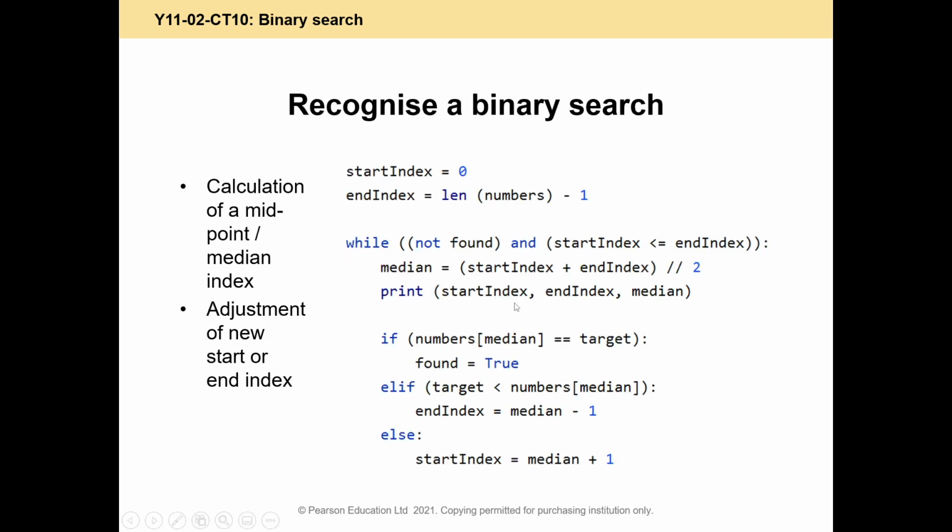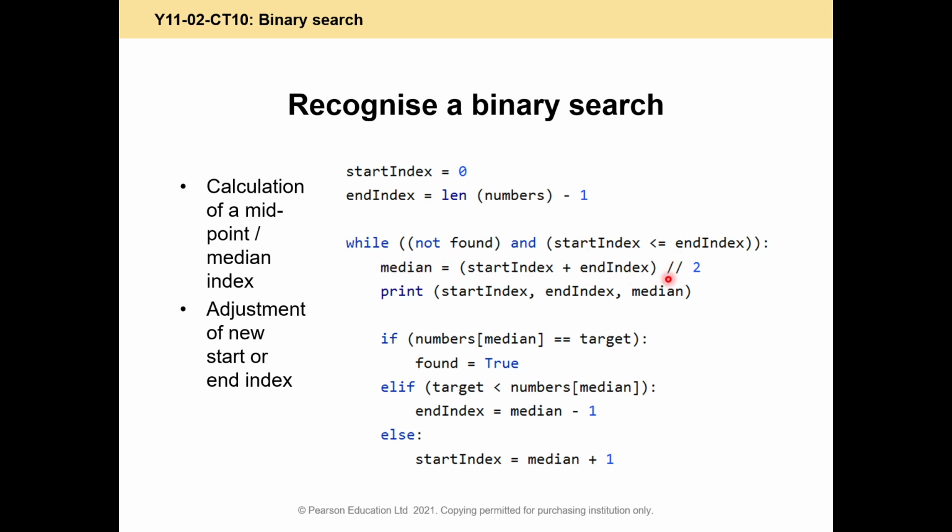So this is what it looks like in Python. Start index is at the beginning. End index is at the end. Why do we need the -1? Yeah, we need it because the index starts at 0. So the last index is not going to be the length. It's going to be the length -1. Then we say, whilst we haven't found what we're looking for, and we haven't only just got 1 left, because that would be rather bizarre, we find the one we want to look for.